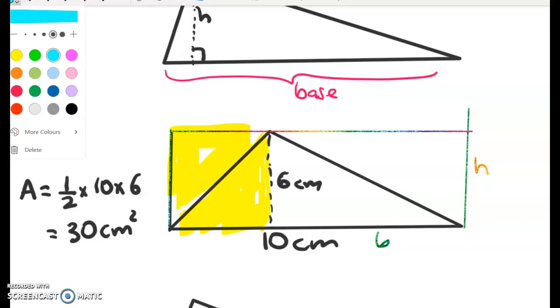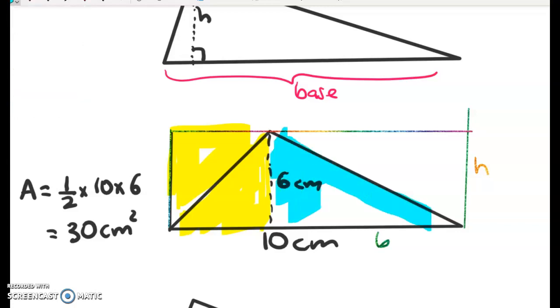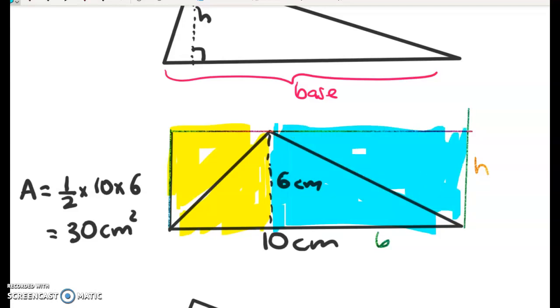And then let's do a different colour here. This triangle bit here is half of this bit here. So that's where that formula comes from, right? The triangle area is half the base times the height.